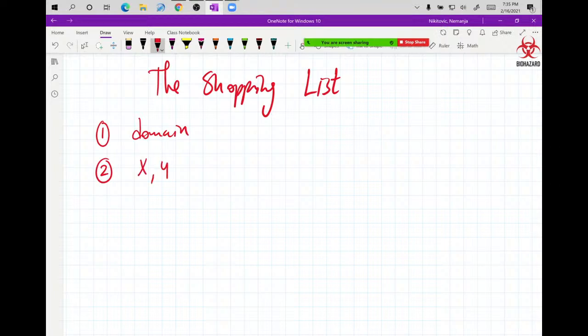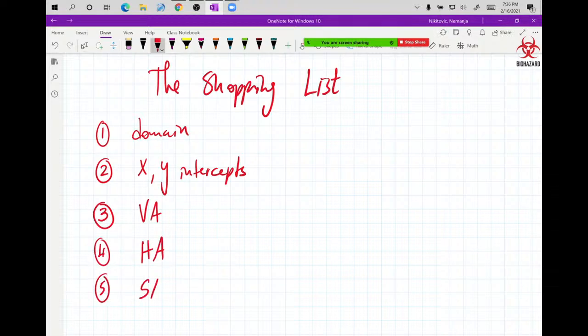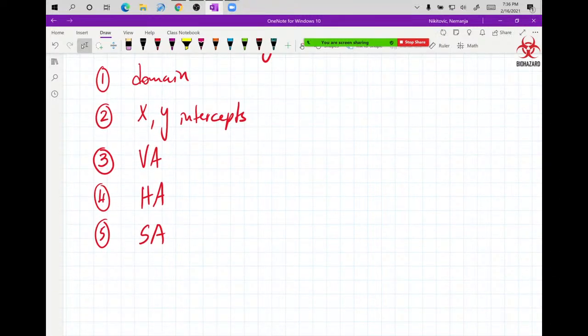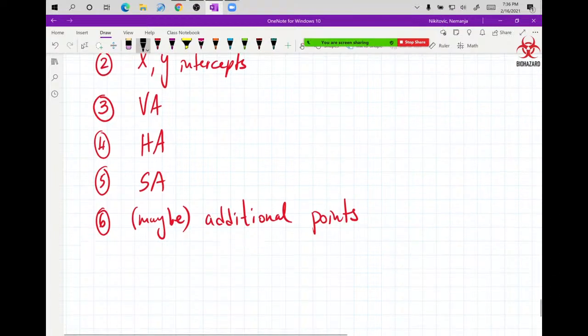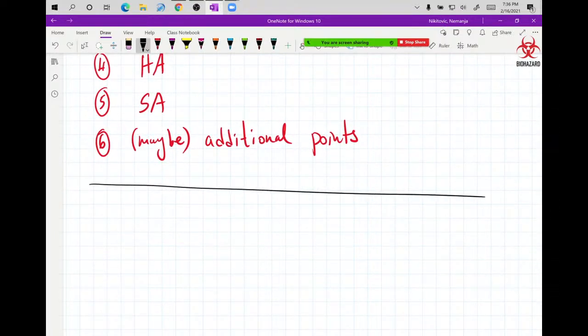Number 2, we want x and y intercepts. And you get those when you set y equal to 0, you set x equal to 0. 3, we want the vertical asymptotes. 4, horizontal asymptote. 5, slant asymptote. Right? So all of those are important to us. And then 6, maybe additional points. Let's take a look at the example immediately and see all of these, the entire shopping list, see it at work.